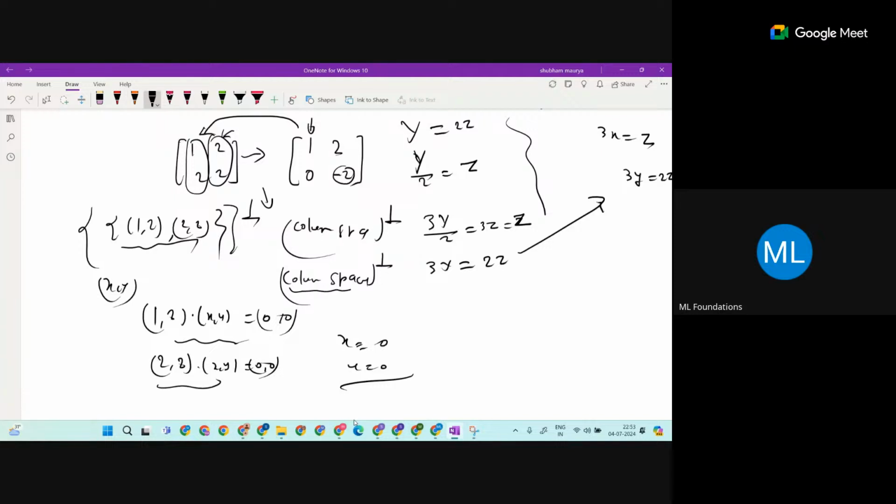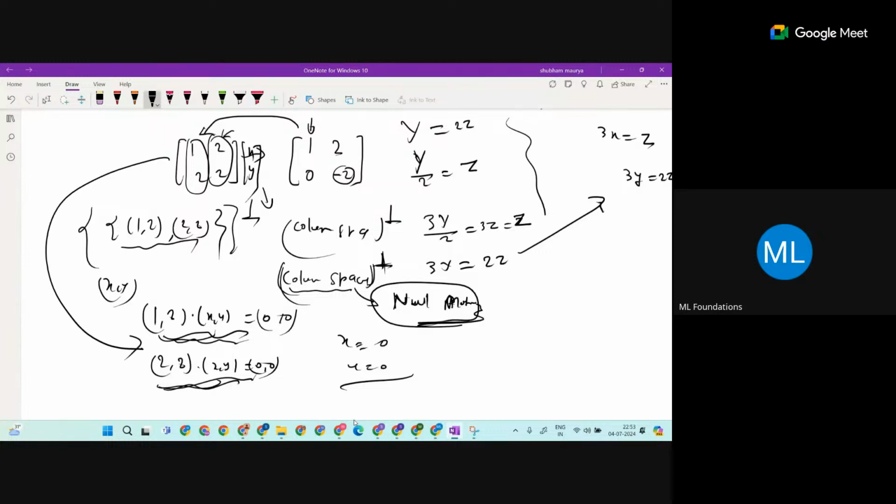So what is the meaning here? The perpendicular of the column space is nothing but the null space of the matrix. This is the lesson. You can see I'm actually finding the null space of this. The orthogonal of the column space is nothing but the null space of the same matrix. That is the relation. You can also verify whatever we are doing here. So always the orthogonal is the null space.